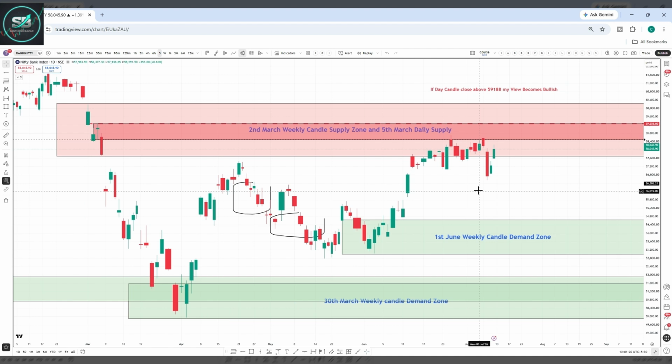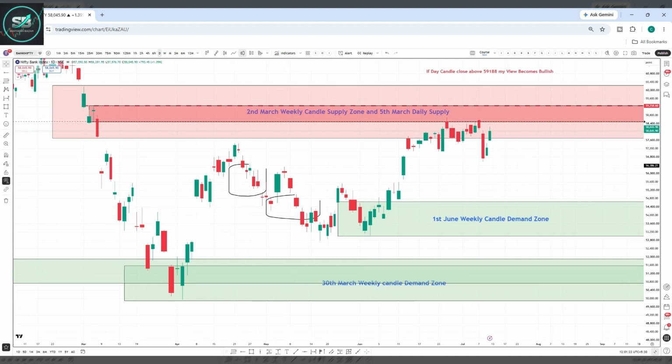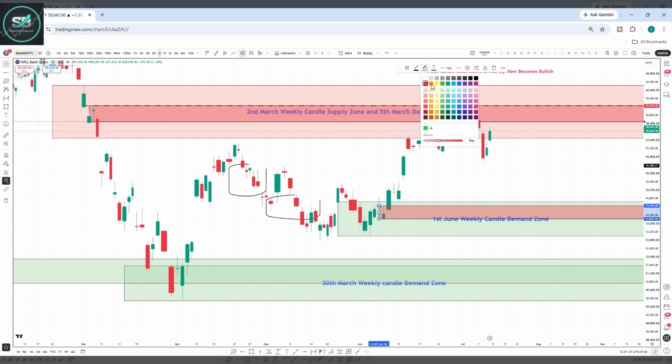You also know now what is a daily demand zone in Bank Nifty. Same, the 8th June candle. 8th June candle is the demand zone in Bank Nifty as well. So this is the demand zone in Bank Nifty. Again, we have weekly and daily, both are coinciding with each other.